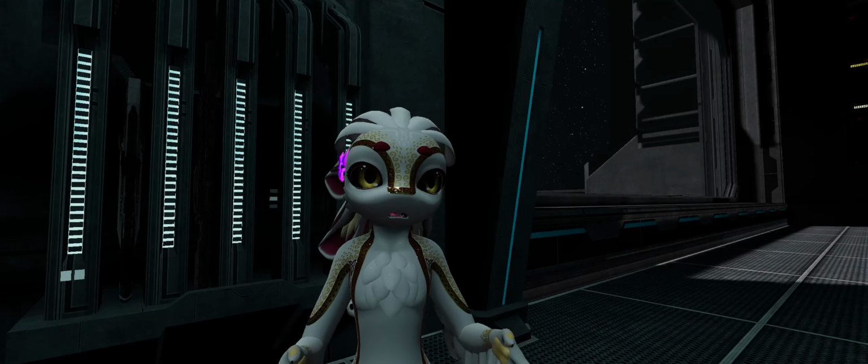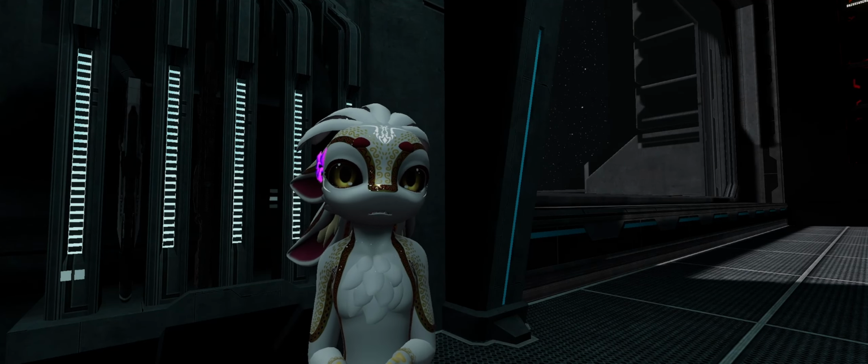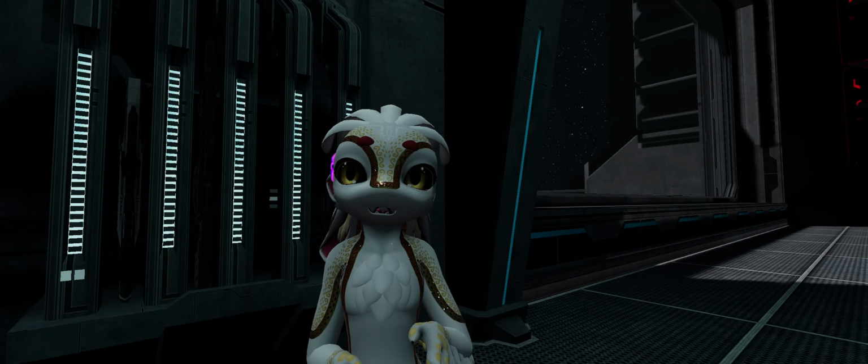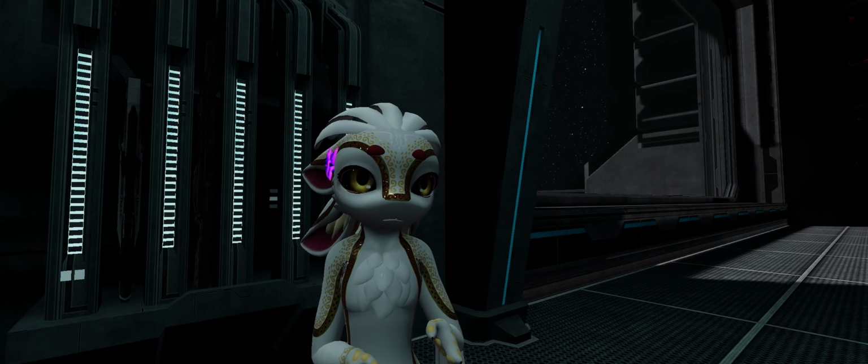And finally, the world has been set to 80 people as a standard capacity. That is the maximum allowed by VRChat, per instance, by the way.